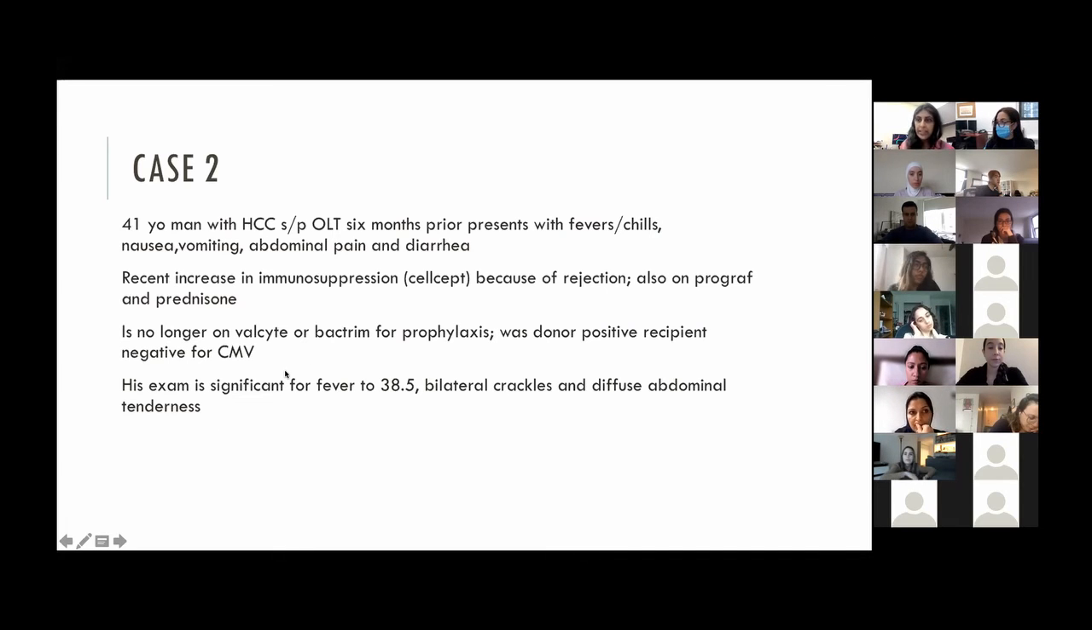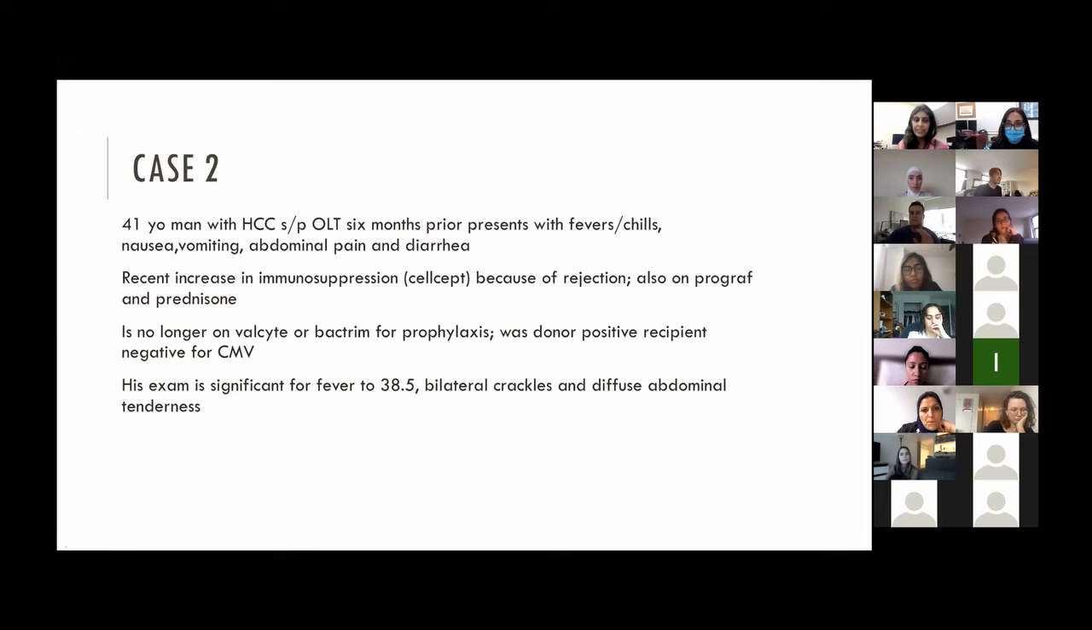has been recently discontinued. Typically in these patients, the valganciclovir and the Bactrim are discontinued at 3 months. And you also know that he was donor positive, recipient negative for CMV. He's febrile to 38. He has bilateral crackles and diffuse abdominal tenderness on exam. Any thoughts? This could be a lot of things.